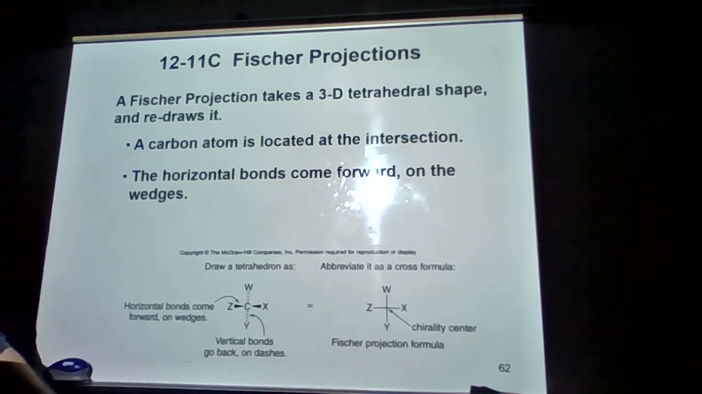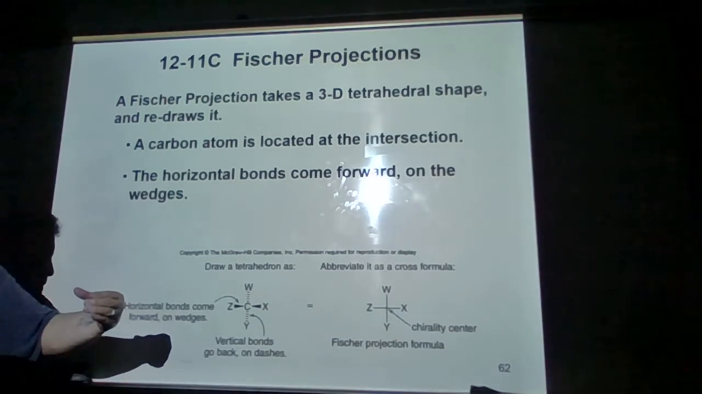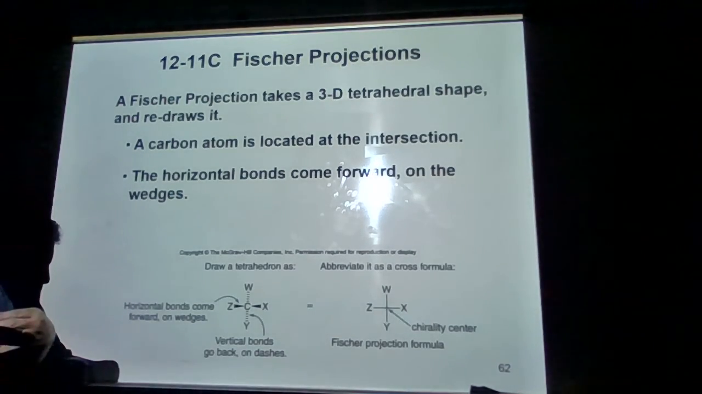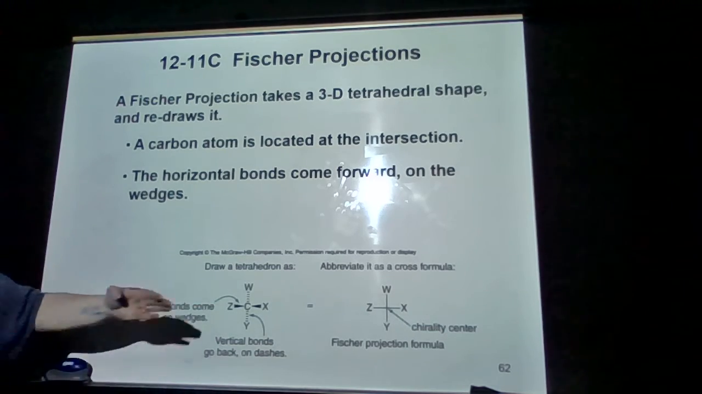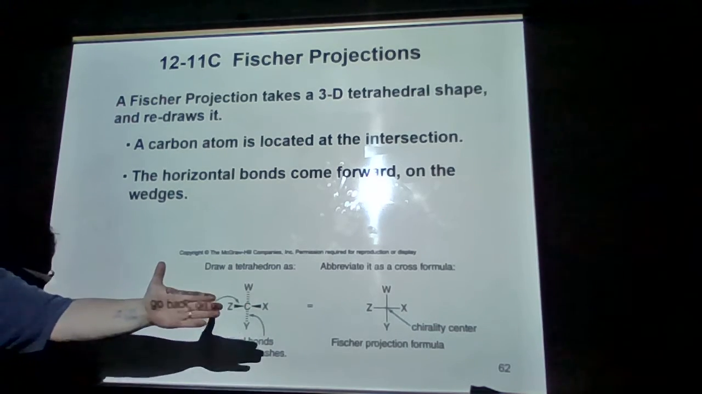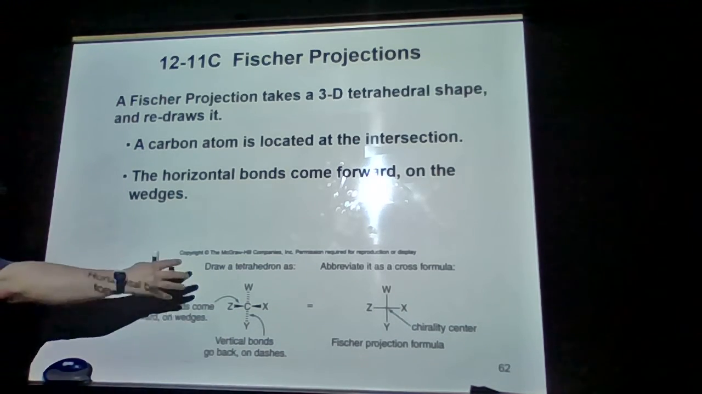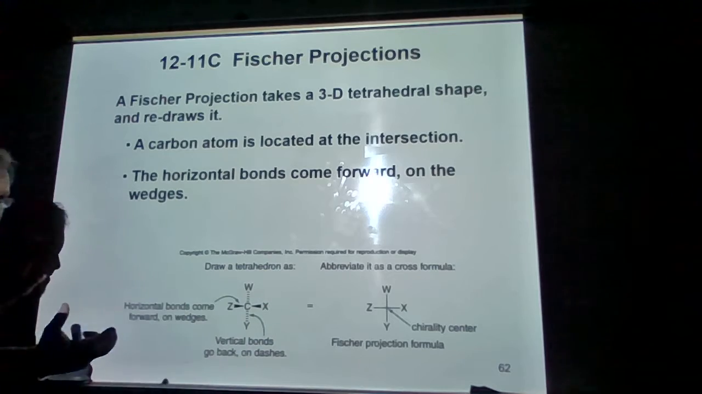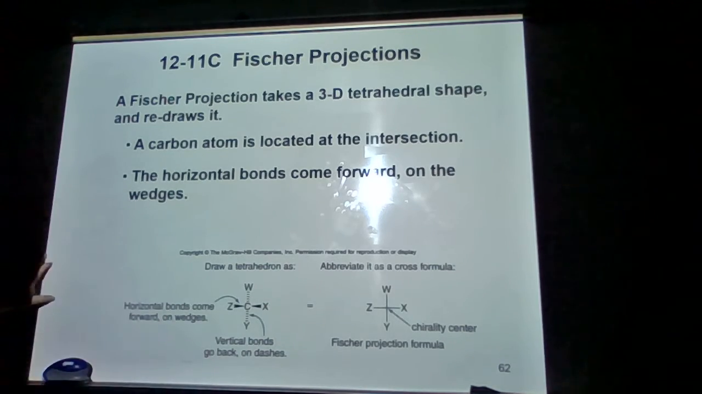This Fischer projection implies that Z and X are coming out towards you. These are pointing into the room. Z and X lie forward of the blackboard, and X lie forward in the room. W and Y lay back behind the board, sticking out into the hallway.